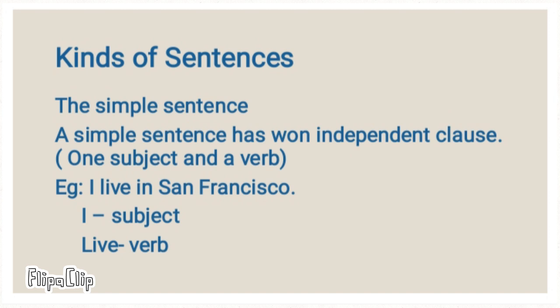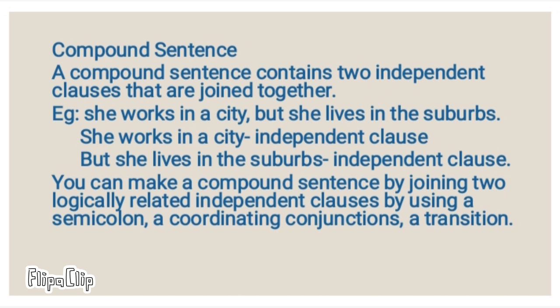Now let's look at compound sentence. A compound sentence contains two independent clauses that are joined together. For example, she works in the city, but she lives in the suburbs. She works in the city is an independent clause. She lives in the suburbs is also an independent clause. Both of them are joined by using the coordinating conjunction but. You can make a compound sentence by joining two logically related independent clauses by using a semicolon, a coordinating conjunction, or a transition.